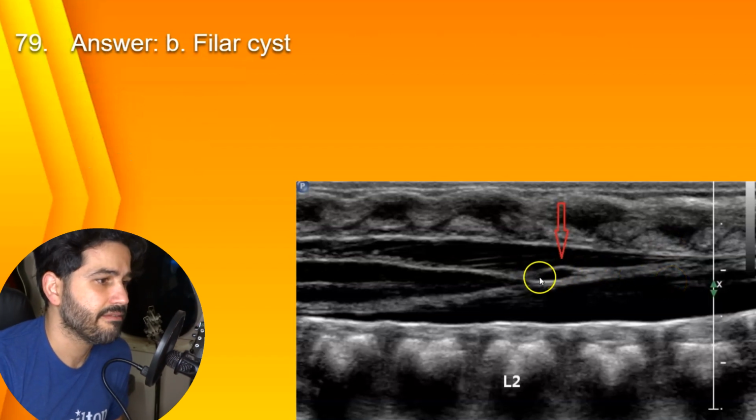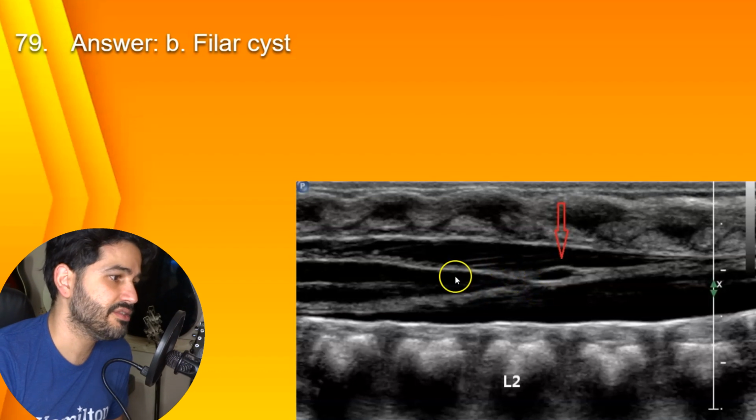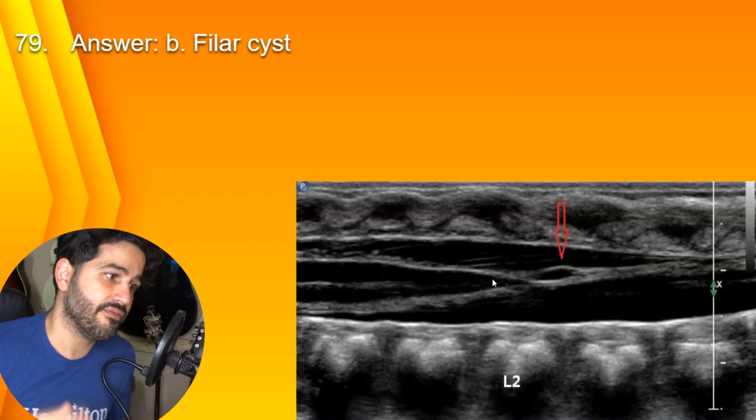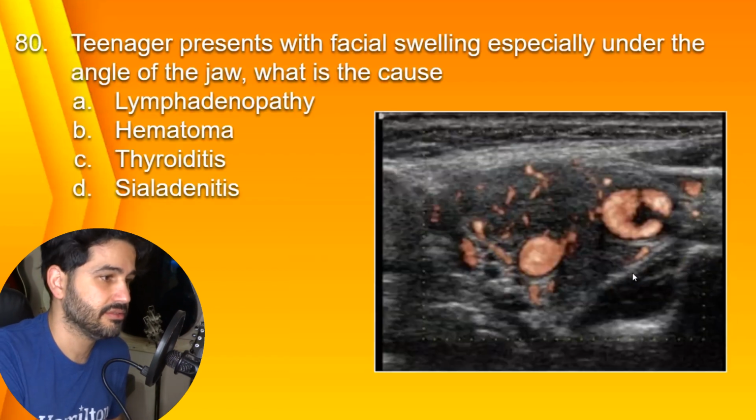Filar cyst. Now, if you have a question like this that shows a cyst within the distal portion of the conus medullaris, and the answer is ventriculus terminalis, that's going to be your go-to answer. But a cyst within the filum would be a filar cyst.